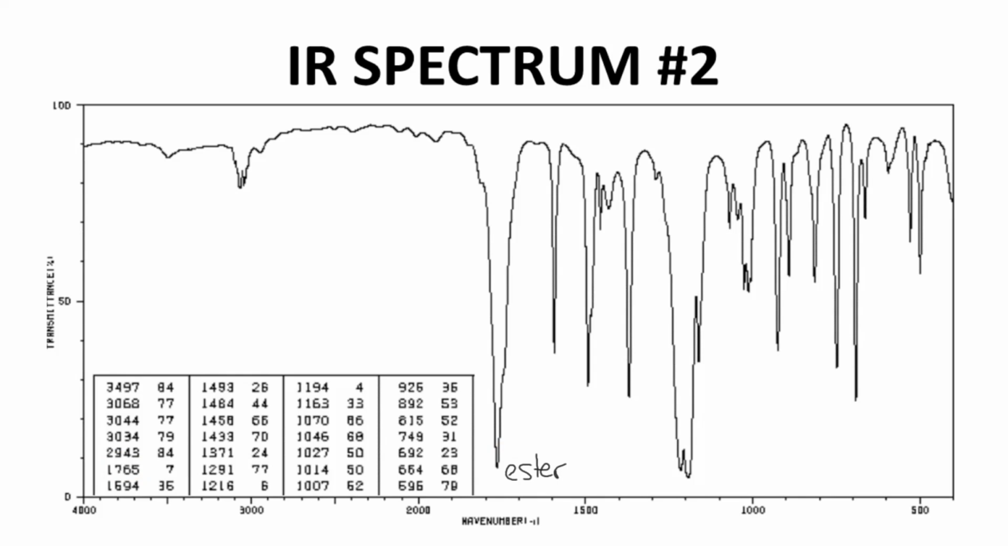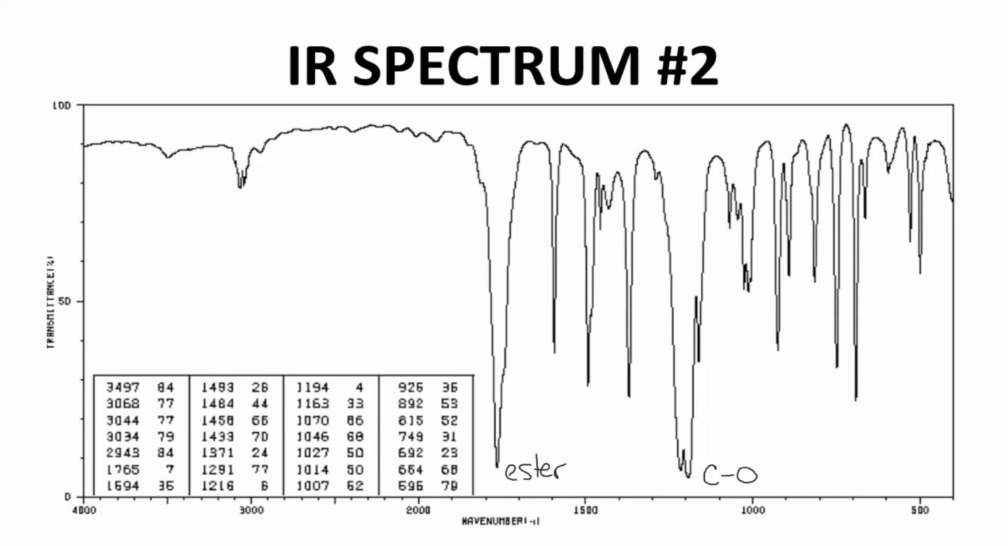If it is an ester, then we should see a CO stretch in the 1200 to 1000 range. We have two signals down here. So let's see, 1216 and 1194. Okay, so these look like the CO stretches of an ester, so it does look like an ester.